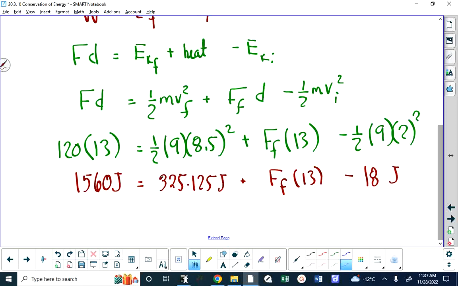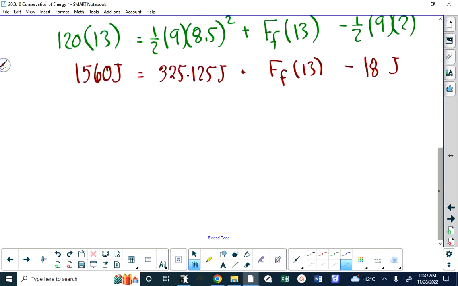You can get the answer and we'll worry about getting the answer in a minute, but I maybe want you just not to write this next part down. I'm going to move the 18 to the other side. You have to do that anyway, but just don't worry about rearranging it. If I move the 18 to the other side, I get 1560 joules plus 18 joules equals the 325.125 plus this.